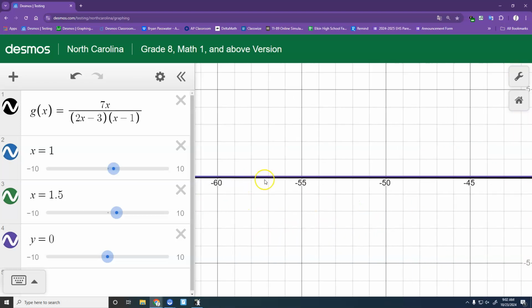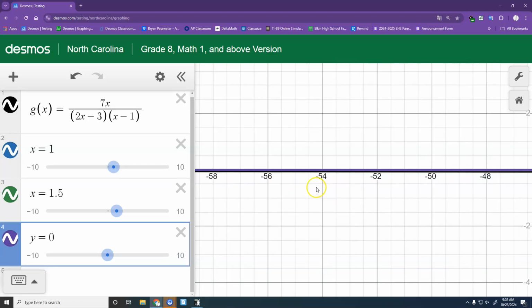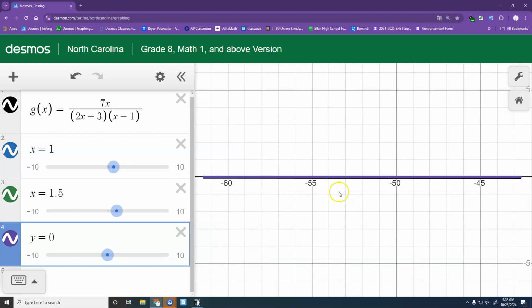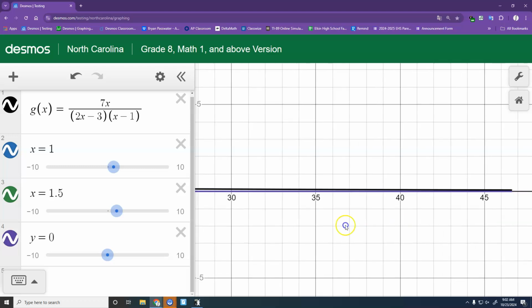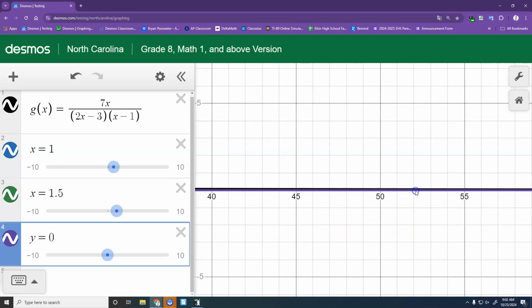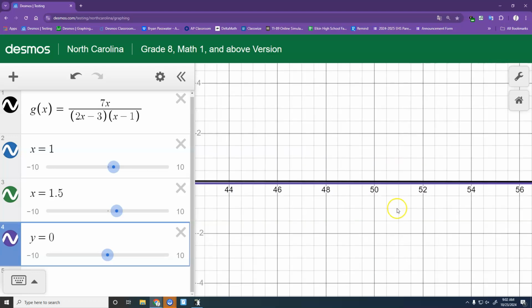Does that look like an asymptote on that left side? It does. If you click on it, they don't cross. If you zoom in, they are still not touching, right? And then on the right side, you're looking at the ends. Same thing. They don't cross. If you zoom in, they're not actually touching.